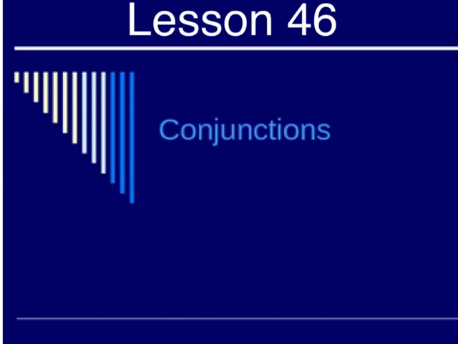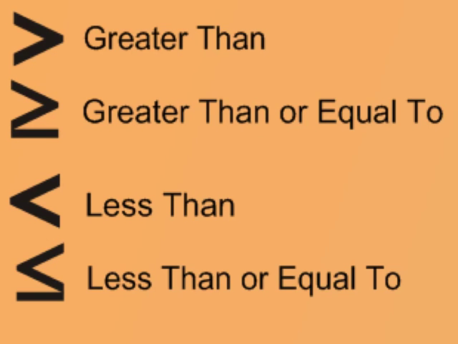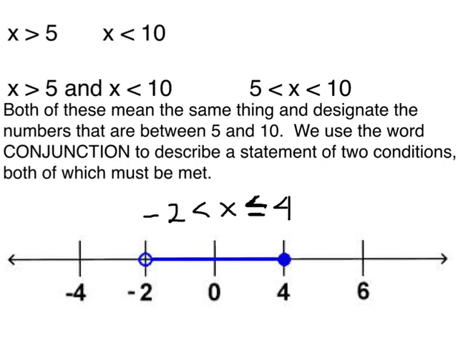Hello, this is lesson 46 in Saxon's Algebra 1 3rd edition, and this lesson is on conjunctions. Now, I'm not talking about conjunctions like and, but, or that we used to talk about in language arts, but mathematical conjunctions. You're familiar with the symbols greater than and less than, and when there is a bar underneath either one of those, it's greater than or equal to, or less than or equal to. So this is kind of what a conjunction is.